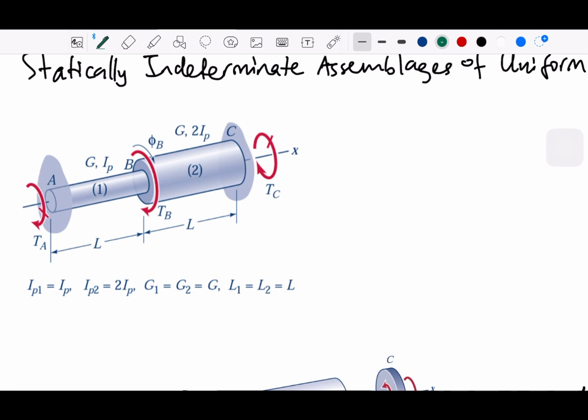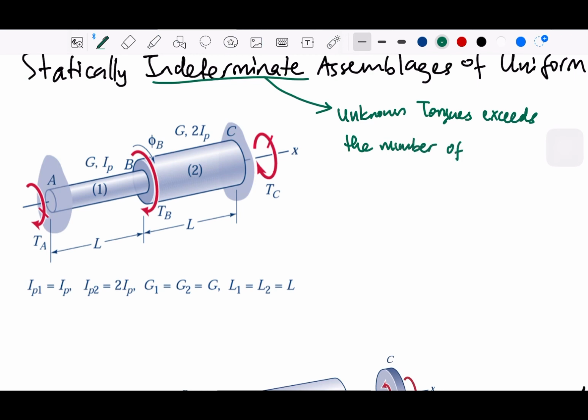Okay, so what does indeterminate mean? Indeterminate means we are not sure. We have what we call unknown torques that exceed the number of equilibrium equations. It's similar to your midterm exam, number 4.